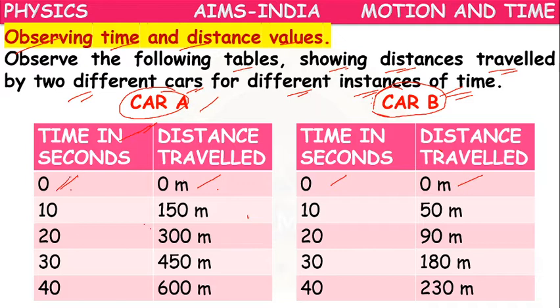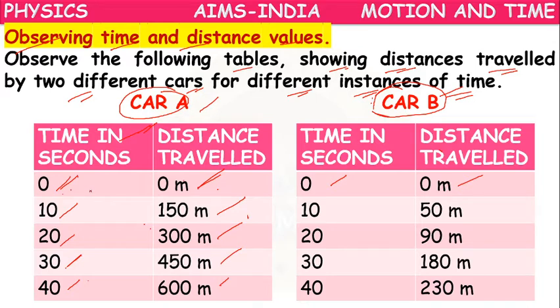So here at 0 seconds, the distance traveled by car A is 0 meter. After 10 seconds, 150 meter. After 20 seconds, 300 meter. After 30 seconds, 450 meter. After 40 seconds, 600 meter. This is the journey pattern of car A.